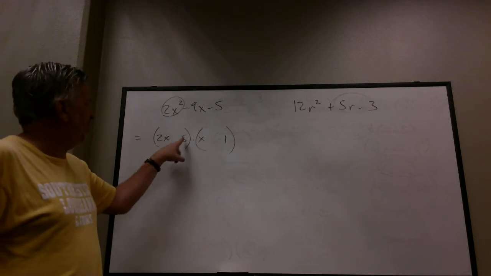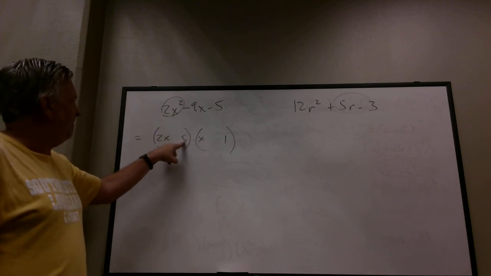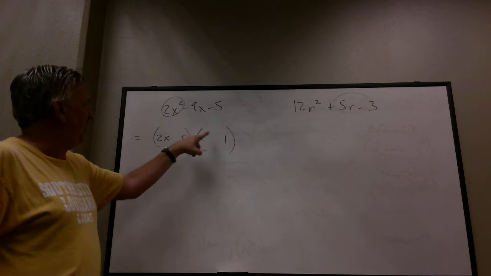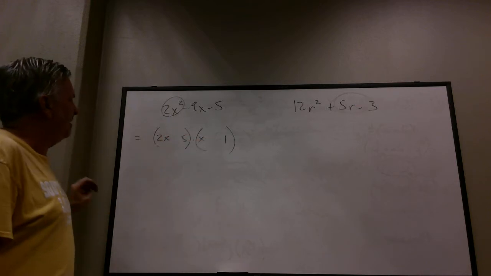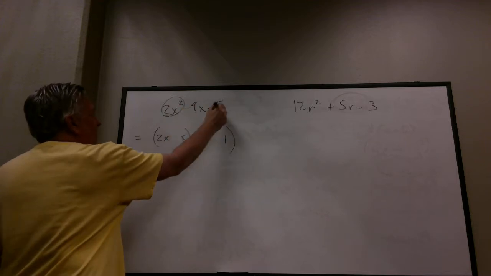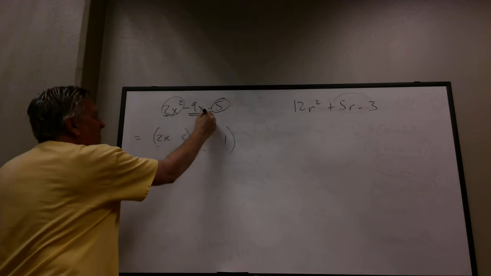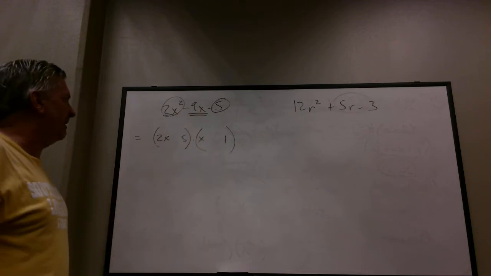So now, let's look at what I have here. Again, I haven't put the pluses and the minuses here. But notice 2x times x would be 2x squared. 5 times 1 is positive 5. So one of these is a plus and one of them is a minus. But now the kicker here is once you put in the numbers, when you FOIL this out and do outside and inside, you have to get the negative 9x.